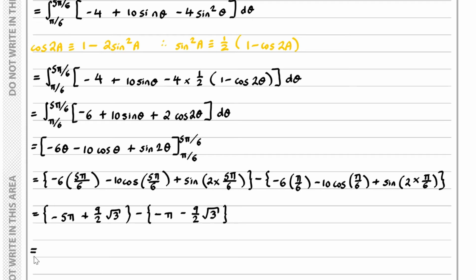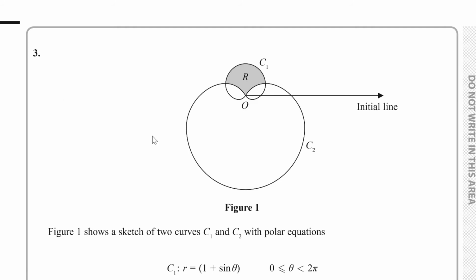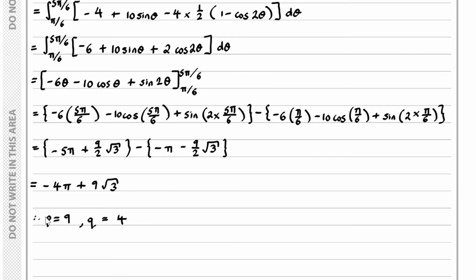And if we combine these terms, well here, minus 5 pi minus 5 pi, that's going to be minus 4 pi. And then 9 over 2 minus 9 over 2, that's going to be plus 9. So we have plus 9 root 3. And you can therefore see that the value of P is going to equal 9, and the value of Q is going to equal 4. So if we go back to the question, you can see that's in the required form. So P is equal to 9 and Q is equal to 4.